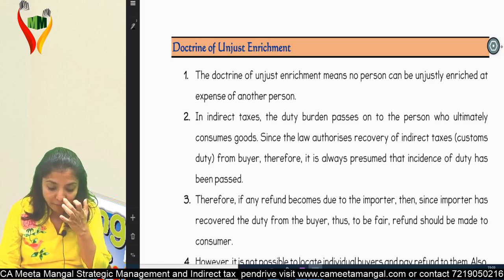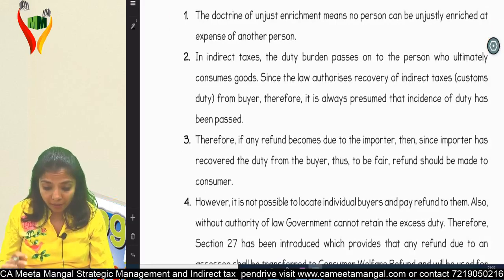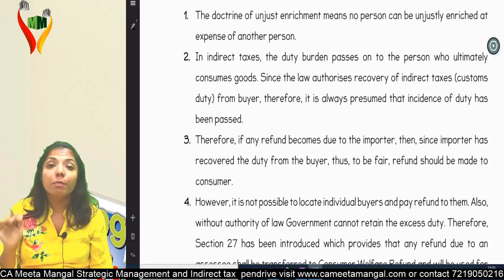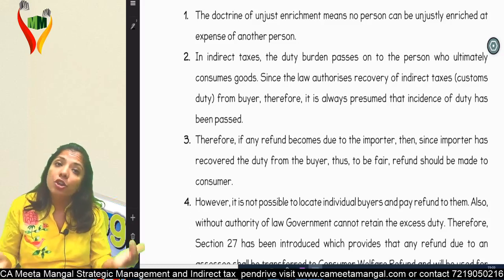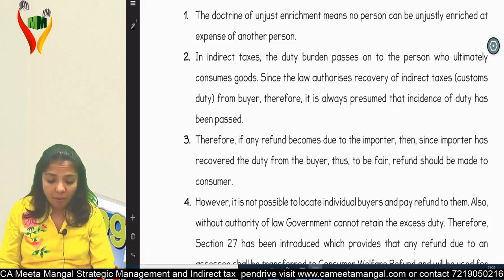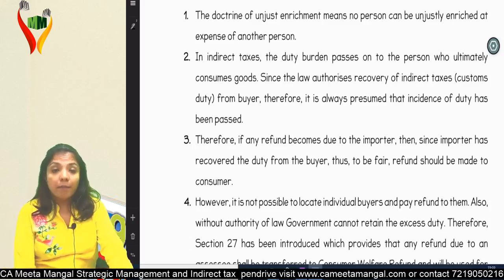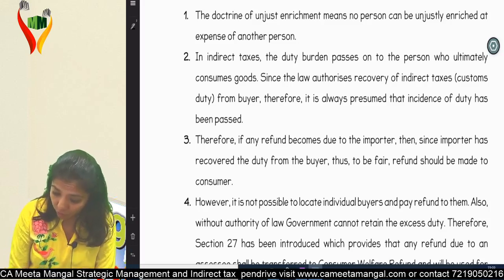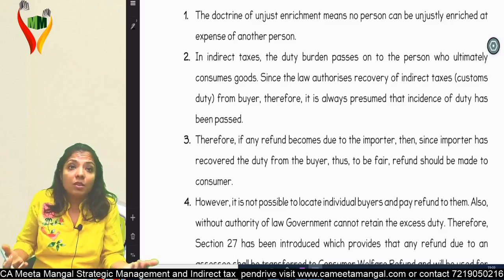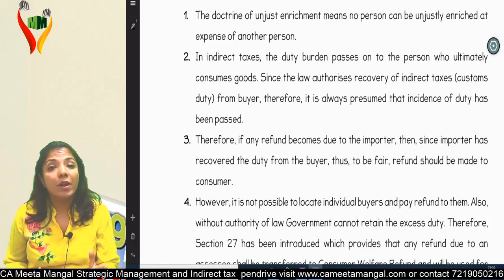Therefore, if any refund becomes due to the importer, then since the importer has recovered the duty from the buyer, to be fair, the refund should be made to the consumer. At the end of the day, whoever has paid the tax from his pocket should get the money back as refund. However, it is not possible to locate individual buyers and pay refund to them. I hope you're with me. It's not easy to locate who has actually paid the tax. Also, without authority of law, the government cannot retain the excess. It's simple. Today I have paid 1 lakh of tax, but then I got to know that I had to pay only 80,000. So 20,000 is paid in excess.